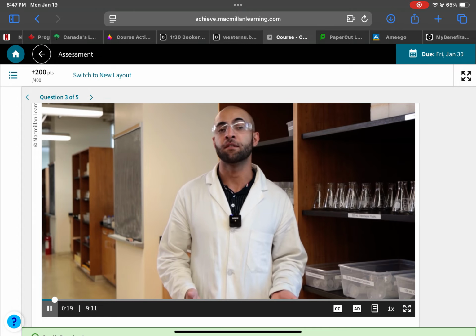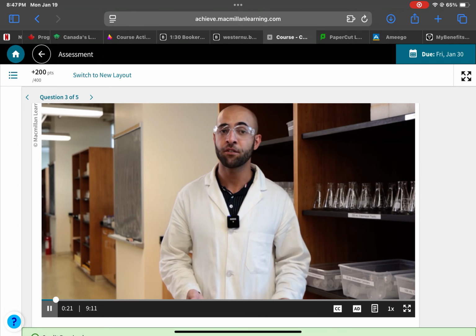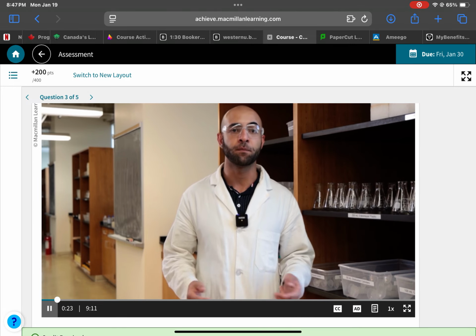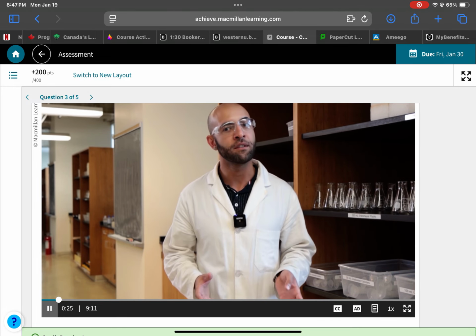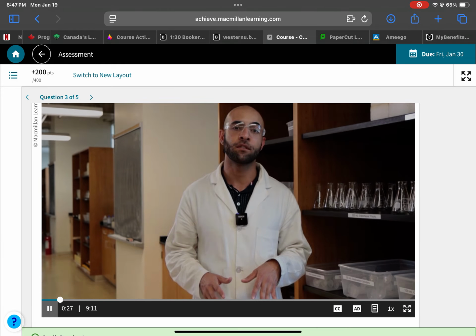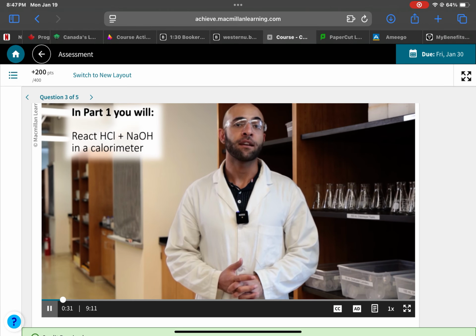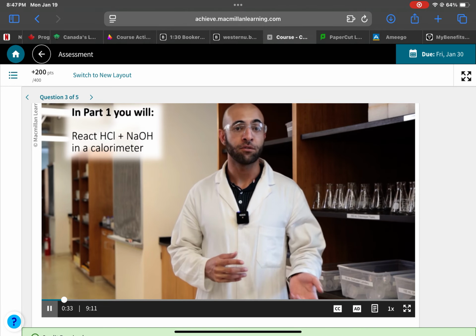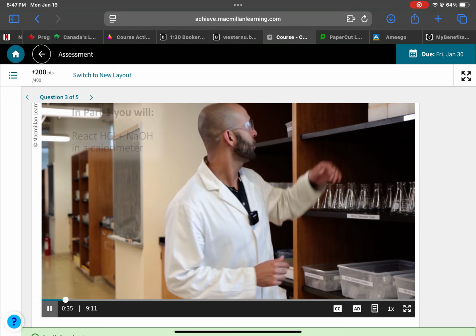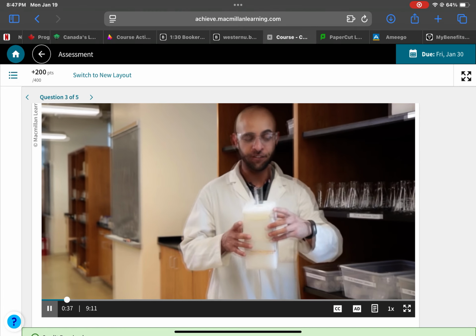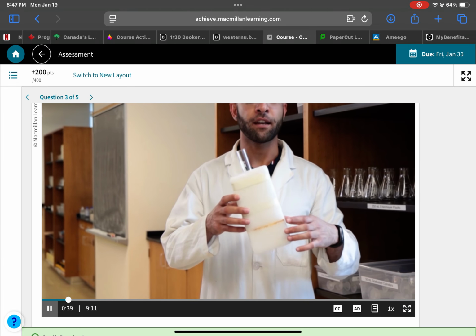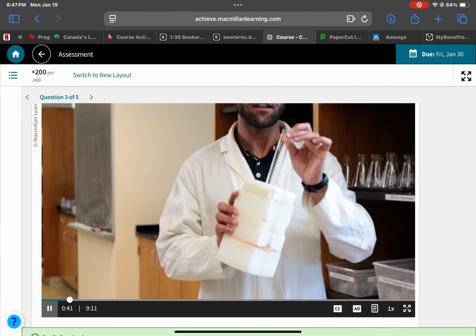And in this experiment today, we'll learn about the calorimetry of reactions and heat transfer. This experiment will be divided into two parts. In the first part, we'll react hydrochloric acid and sodium hydroxide inside of a calorimeter, which is this little guy over here. You see we have a foam jacket and a test tube.